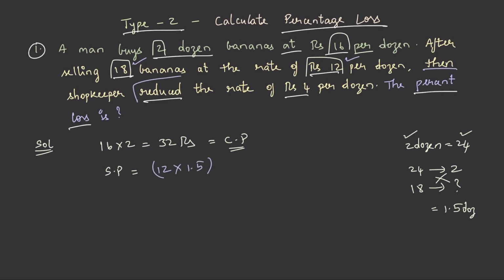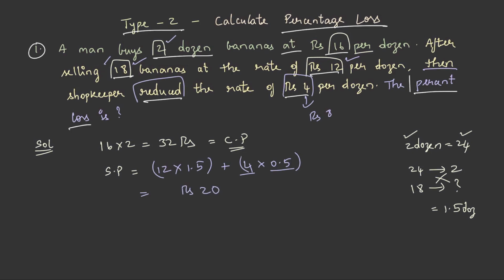Then the shopkeeper reduced the rate by rupees 4 per dozen. It was 12 and he reduced rupees 4, so it became rupees 8. Here 1.5 dozen is sold out and the remaining is 0.5, as totally it is 2 dozens. So we get 4 into 0.5 dozens. So this is the price for the remaining quantity of bananas. On solving this, we get the selling price as rupees 20.